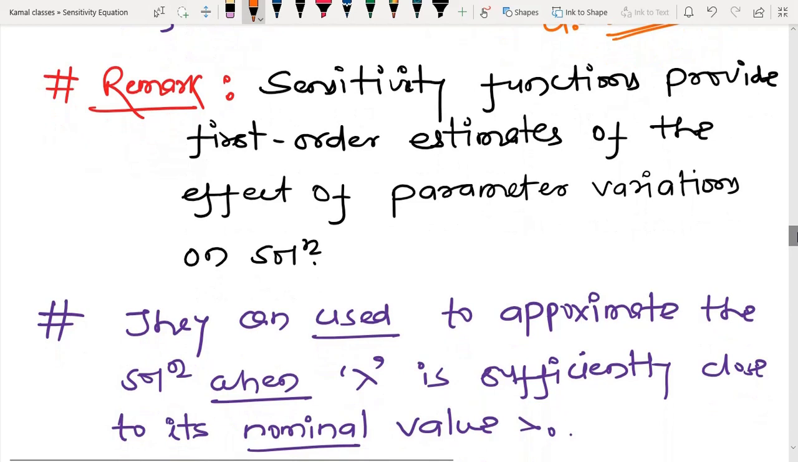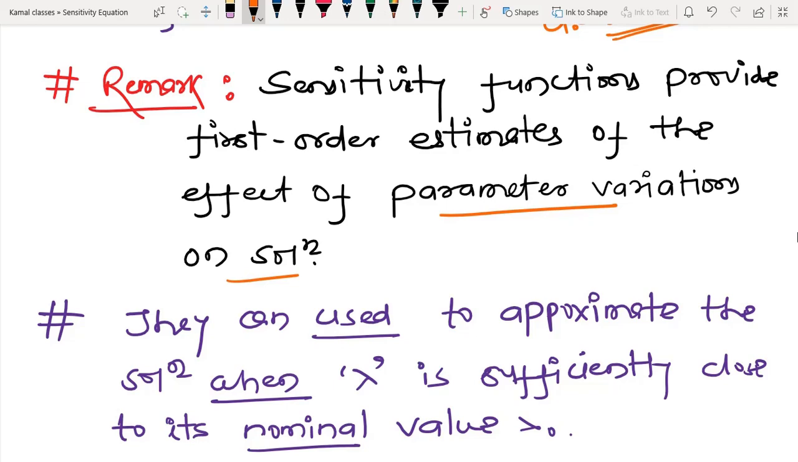So what does the sensitivity function basically provide? It provides us first order estimates of the effect of parameter variation on the solution, because whenever we define the sensitivity function, we are taking the first order derivative of the solution with respect to the parameter. So that is just the first order estimate.